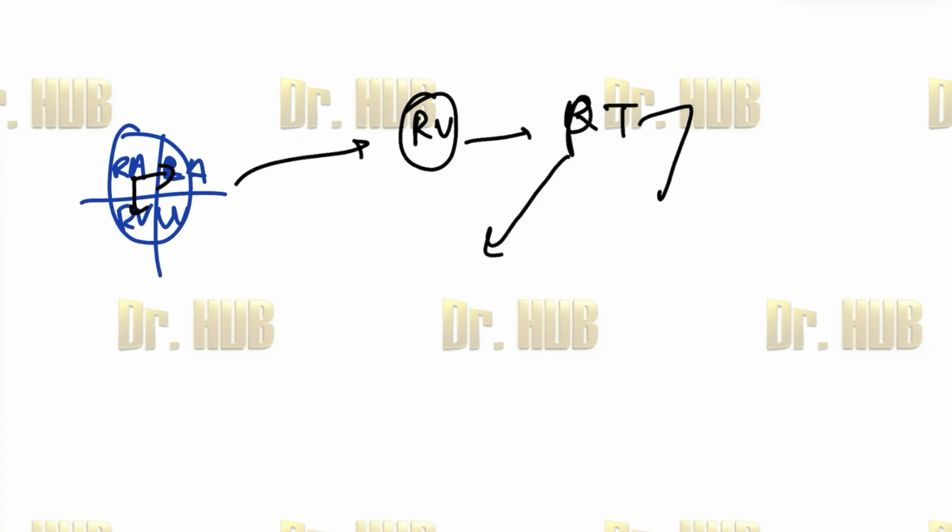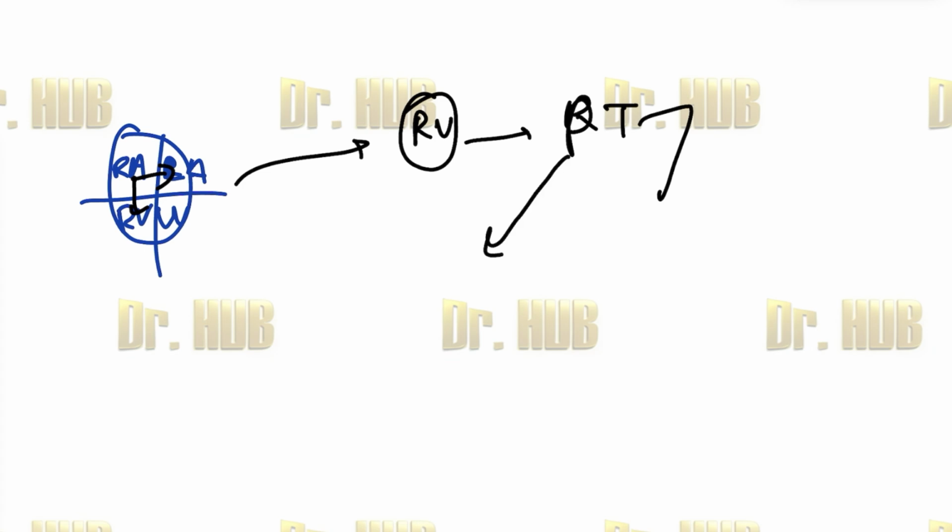Let's look at the route of the right ventricle. As soon as it moves on to the right ventricle, it moves to the pulmonary trunk. As it moves on to the pulmonary trunk, there are two paths it can go. Let's look at the first where it goes.